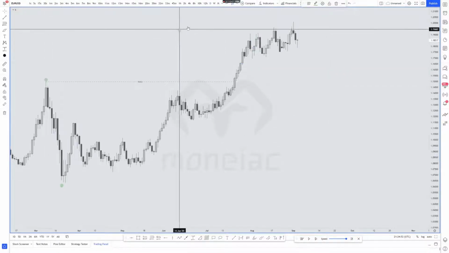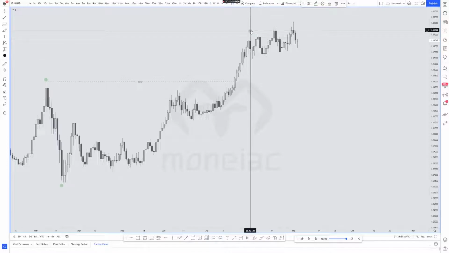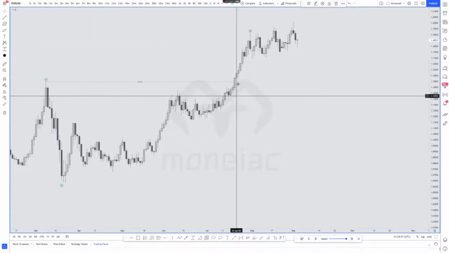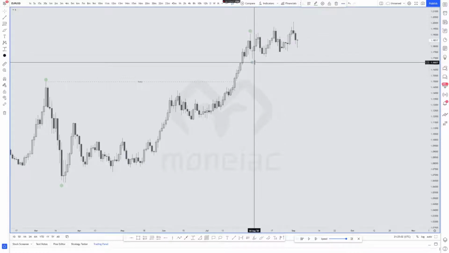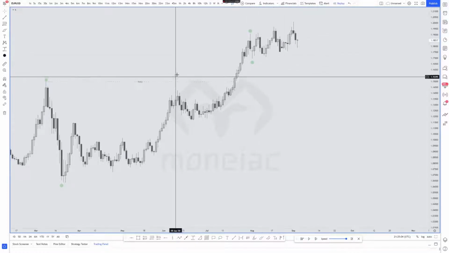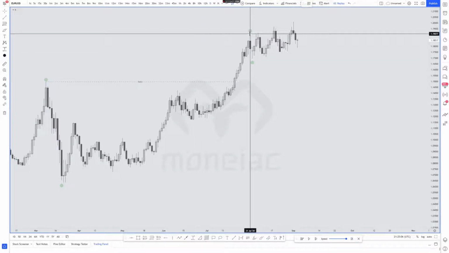So now what we will have is a new high. And this now ultimately becomes an unconfirmed bullish trend. Unconfirmed because we've only made one high. To be confirmed, we need another high.